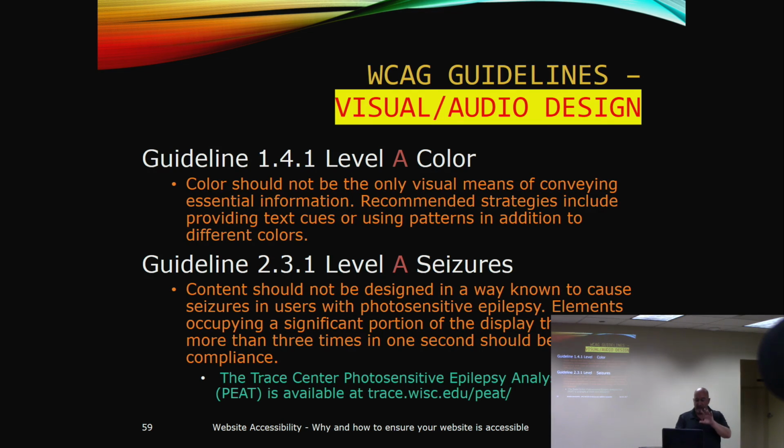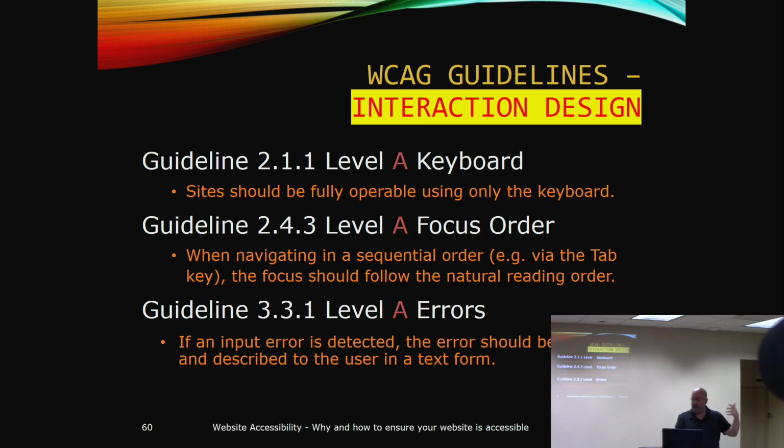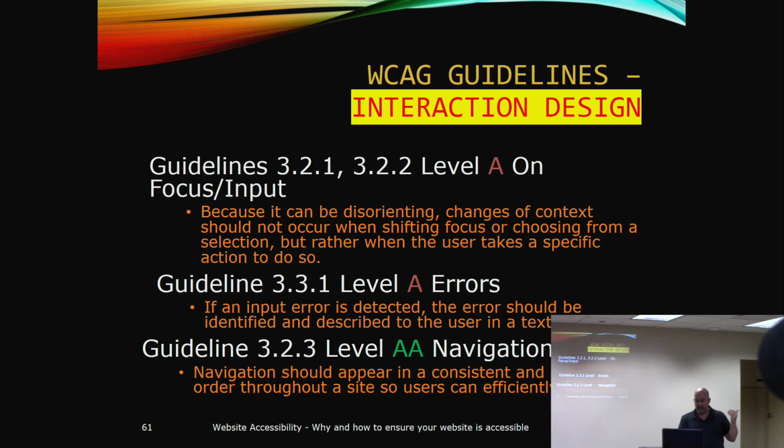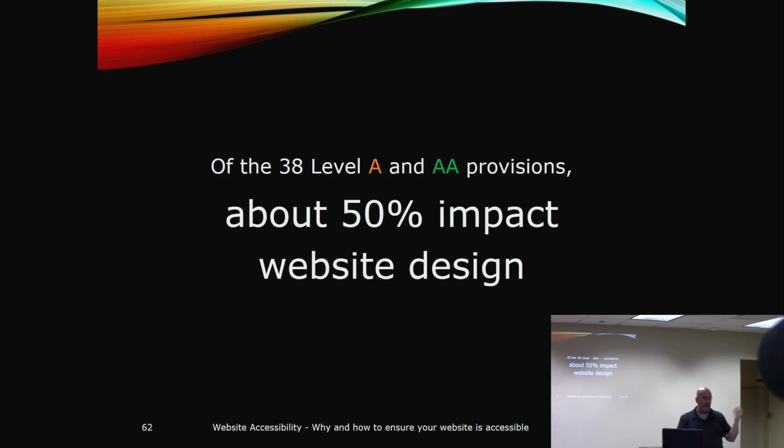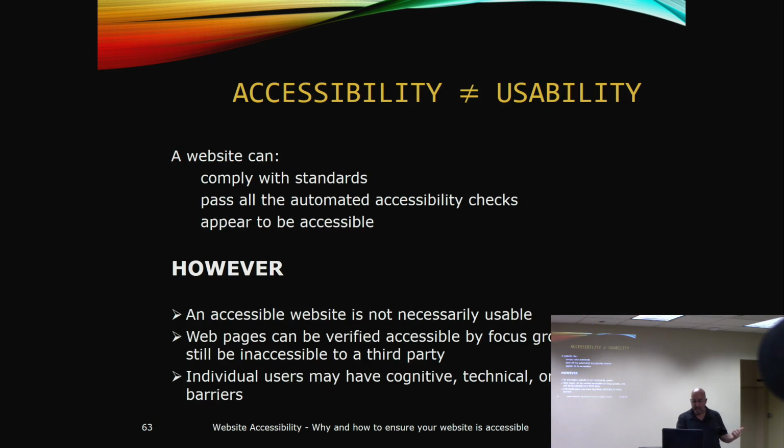I'm going to skip this, but these are the guidelines for audiovisual, and they talk about how each guideline has its own rule, and you follow the rules in each guideline, and you do level A, 1, 2, or 3, basically. Of the level A and AA, 38 of them, 50%, impact website design. So you really have to start thinking about your design and look at these rules and how you're going to do it.